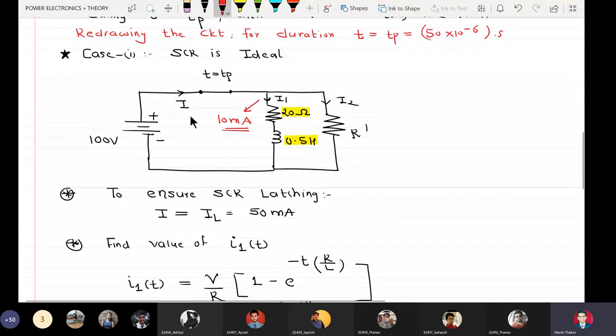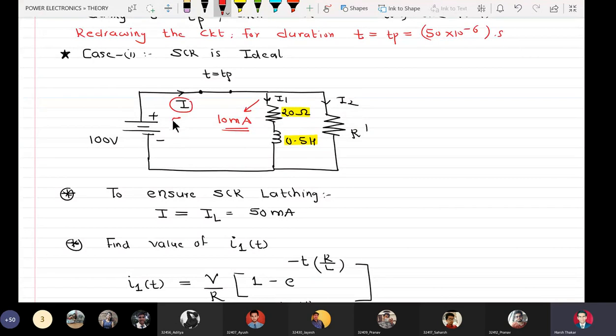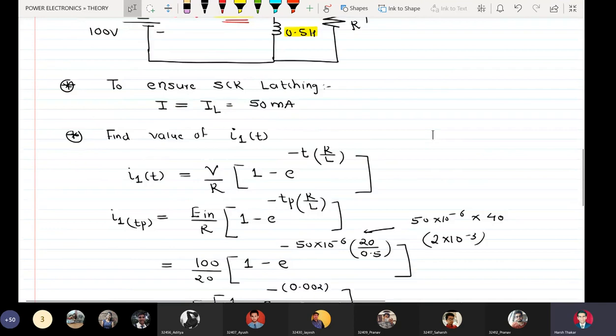Now students, it's very simple mathematics. I want this to be 50 milliamperes. The value of I1 attained is 10 milliamperes. So in order to maintain this at 50 milliamperes, I2 has to be equal to 40 milliamperes. In order for the 50 milliamperes current to flow through the SCR to keep it latched, if the inductive branch has attained 10 milliamperes, then the remaining 40 milliamperes must flow through R1.